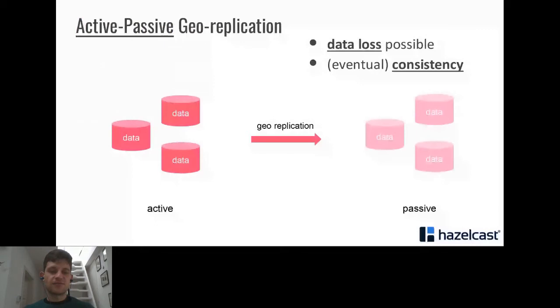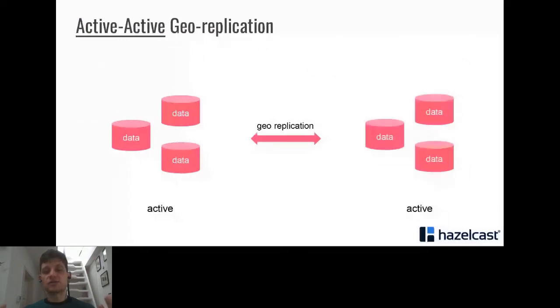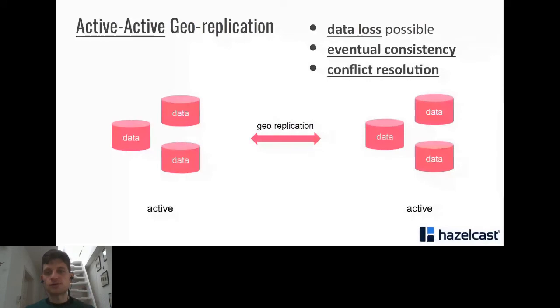For the active-active, it's even worse. Now you can read-write to both of the clusters, so you can obviously still lose the data. You have to be prepared for eventual consistency, but you also need to think about conflict resolution. Because just think, what will happen if you change the same data at the same time in 2 clusters? What should be the result? What should be this eventual consistency result? And there's no one answer how to make the conflict resolution. It will depend on your use case.